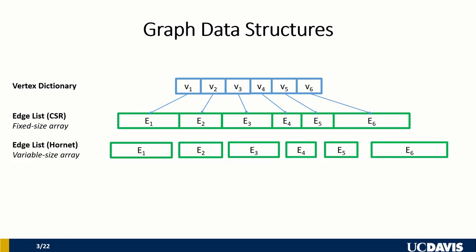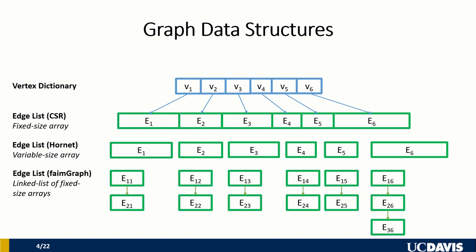A different approach by Hornet, a different graph processing framework, is to store the adjacency list of a vertex inside a variable size array. If we exceed the capacity of an array, we double its size, then we copy the edges to the new array. So we still have to do some copying, but we don't have to copy the whole data structure.